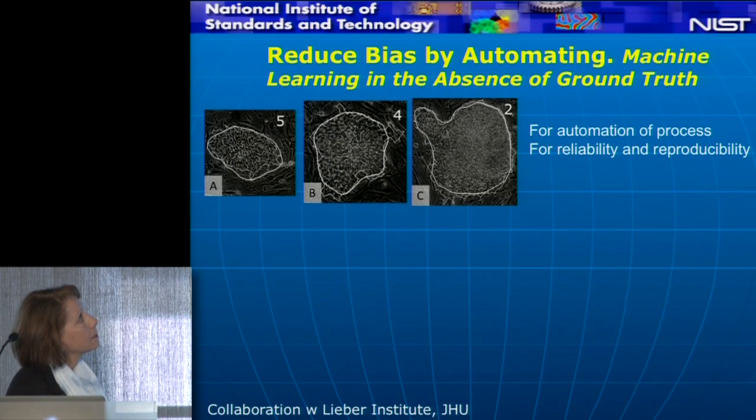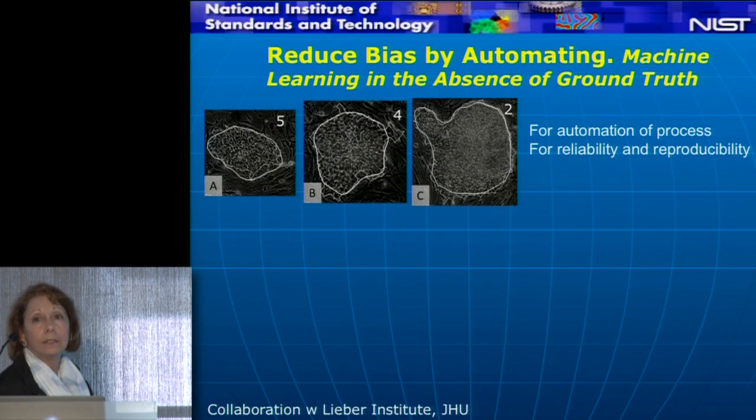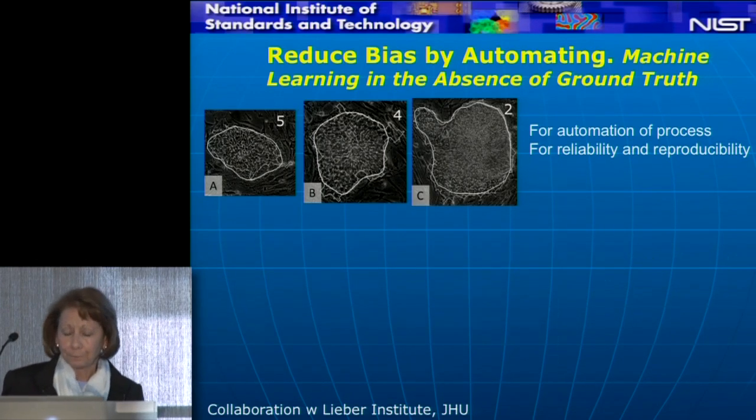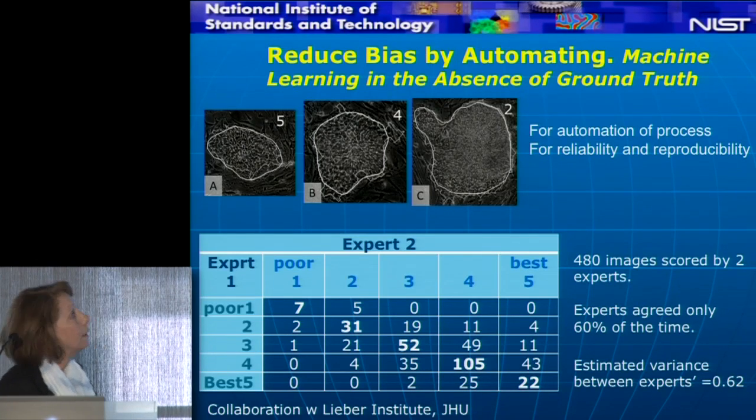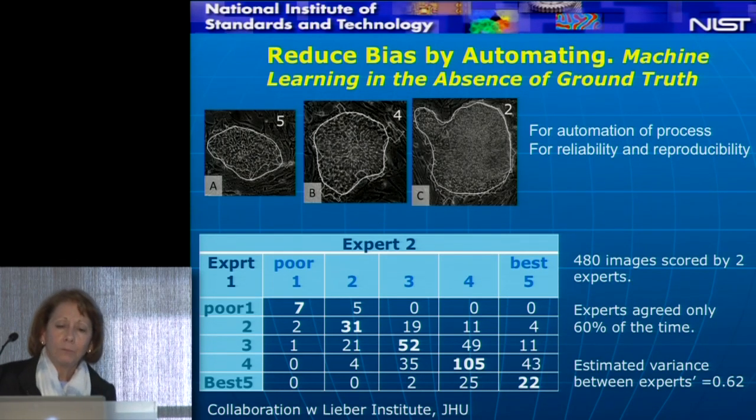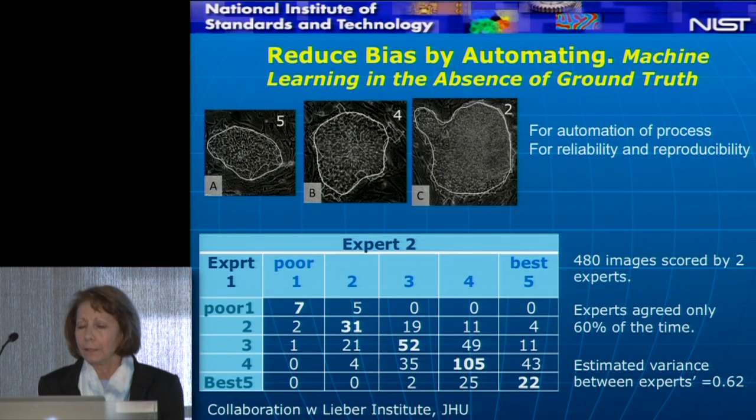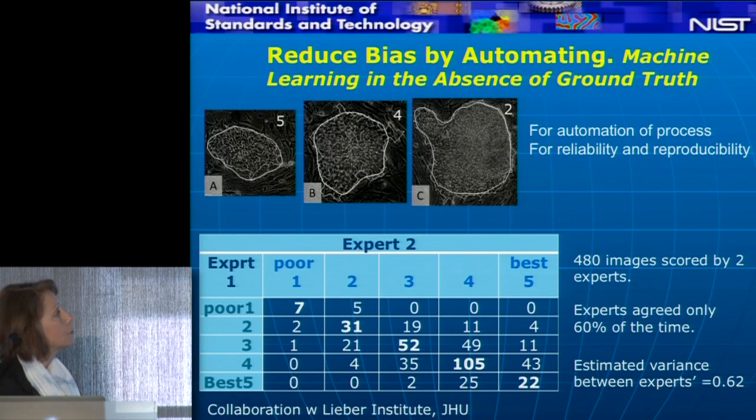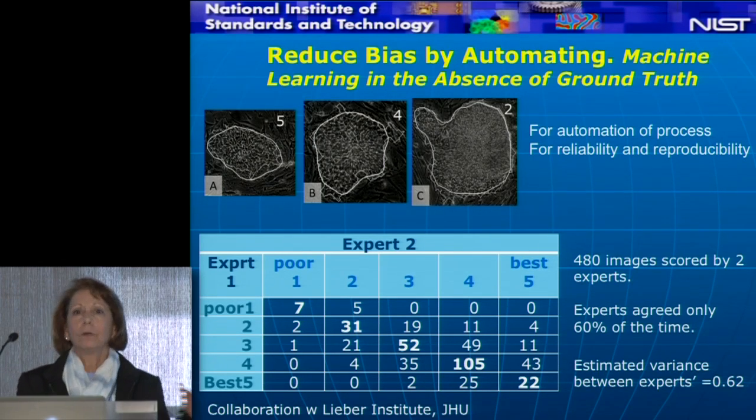In these cases, 2 experts agreed that this was a very good colony. They gave it a score of 5. This was a less good colony. They both gave it a score of 4. This was a poor colony, and they gave it a score of 2. Basically the scale that they used was from 1 to 5, where 5 was best, 1 was poorest.